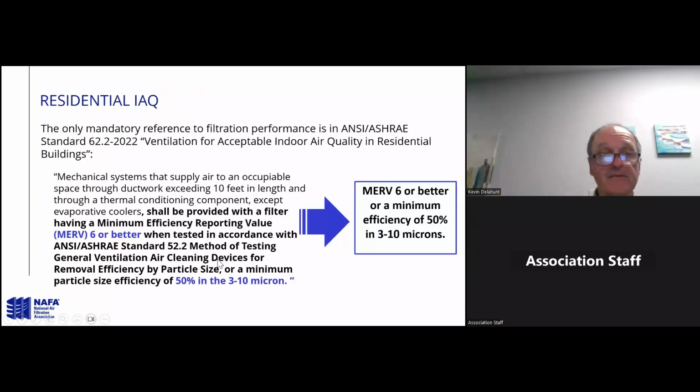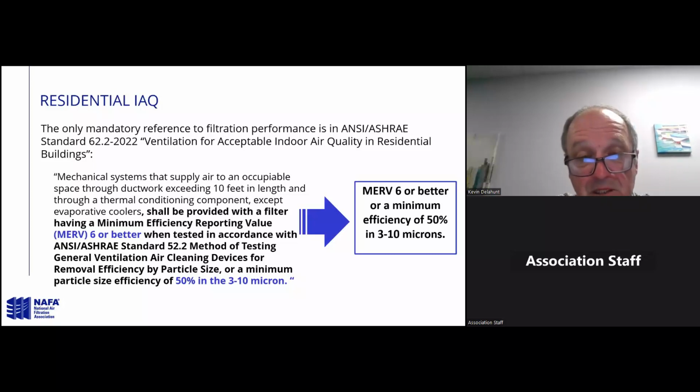So you might be aware, you might not be aware, but the only mandatory reference to filtration for the residential market is ASHRAE Standard 62.2, Ventilation for Acceptable Indoor Air Quality in Residential Buildings. And I'm going to read this because it's very pertinent to this talk.